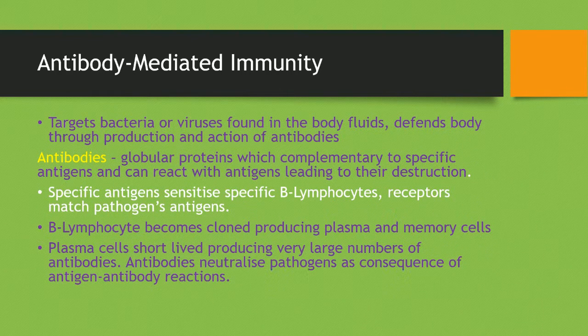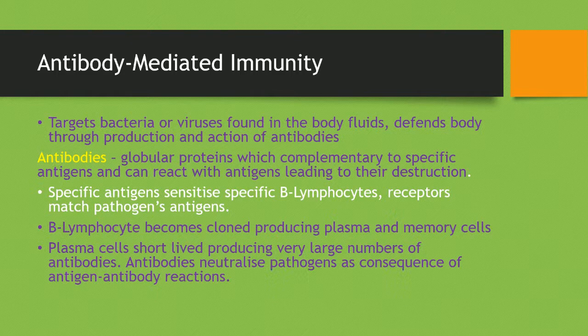So, antibody-mediated immunity. This targets bacteria or viruses found in body fluids and defends the body through the production and action of antibodies. An antibody is a globular protein which is complementary in shape to specific antigens and can react with antigens, leading to their destruction. Specific antigens will sensitize specific B lymphocytes, and receptors will match the pathogen's antigen. So B lymphocytes will become cloned, very similar to T lymphocytes, but they'll produce plasma and memory cells.